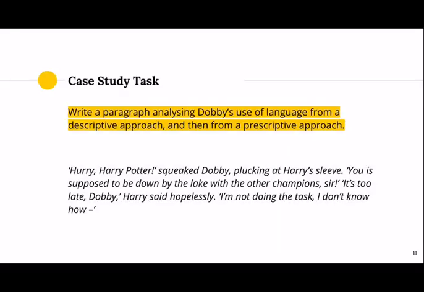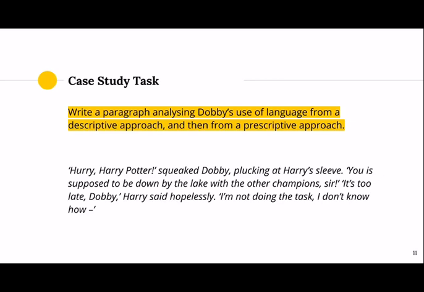We always want to try and aim for a descriptive approach, okay? It's the approach that has the most linguistic merit because we're not here to judge. We're not here to make up or judge the way that other people use language. We just want to look at how it is used.